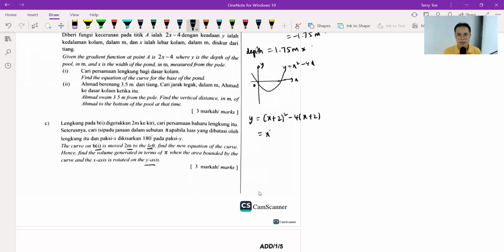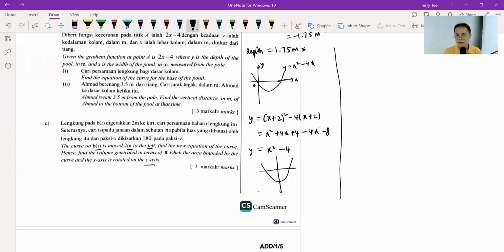Let's expand the bracket. x squared plus 4x plus 4 minus 4x minus 8. Your y is therefore, this one is 4, 4 minus 8 is negative 4. x squared stays there. The 4x and 4x you can cancel. Your answer is x squared minus 4. Okay, so the new equation of the curve is this now, right?